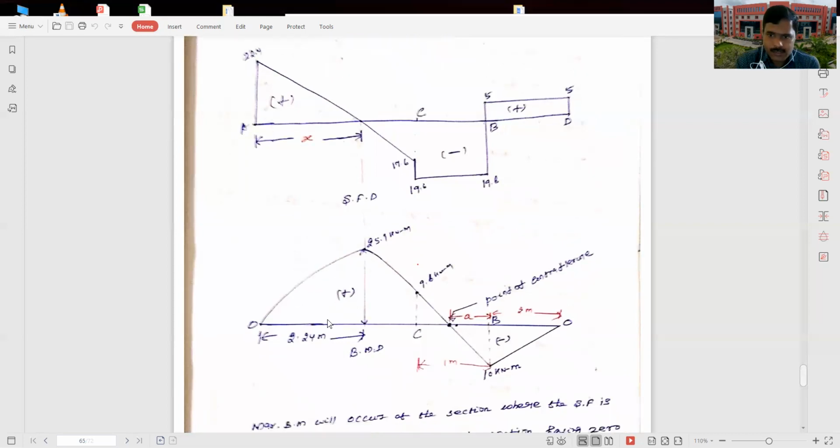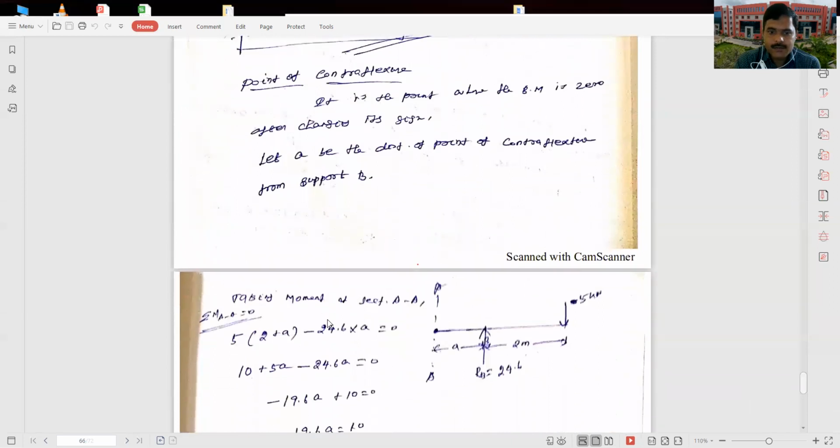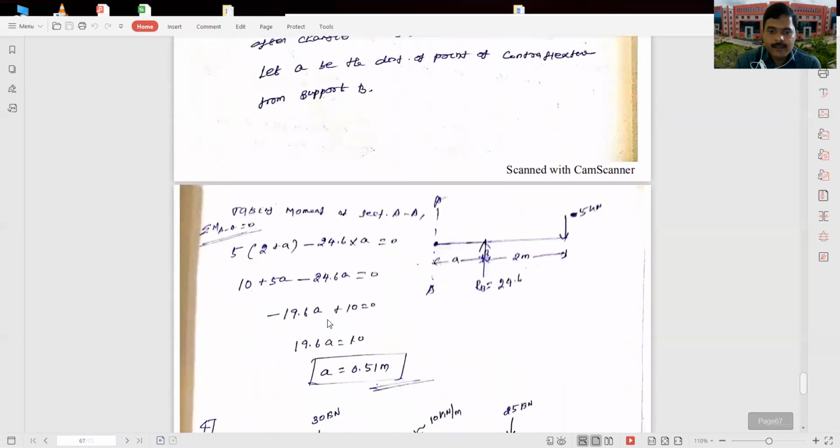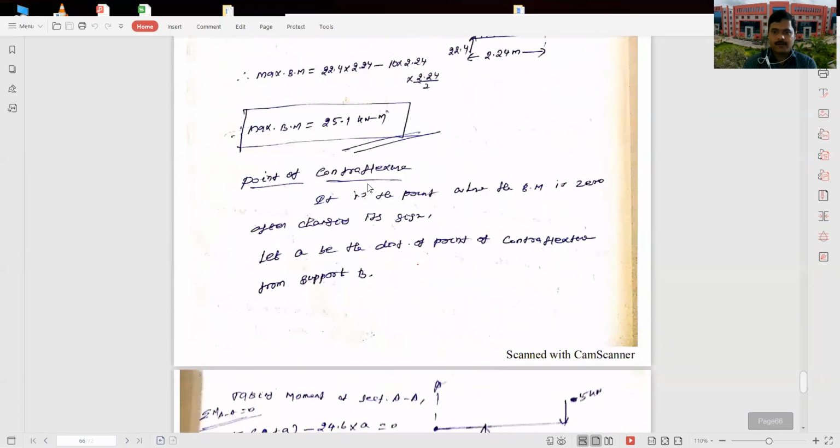Okay. So this is how we have to draw the shear force and bending moment diagram for the simply supported overhanging beam subjected to different kinds of load, point load and UDL.